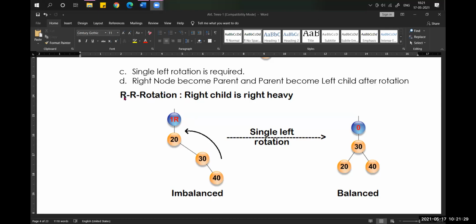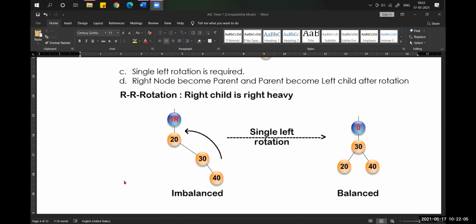So how are we saying it is imbalanced here? RR is there. RR means right child, right side, right heavy. So we can say that it is an imbalanced tree. Now to make it balanced, what should we do? Single left rotation. When the nodes are present on the right side, do the opposite operation. What is the opposite operation? Left rotation. You have to remember it like that.